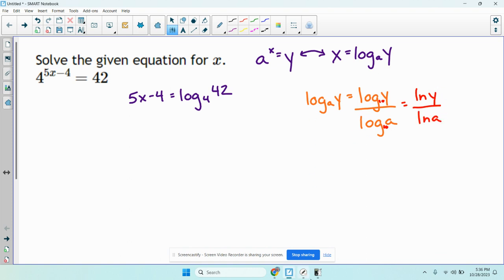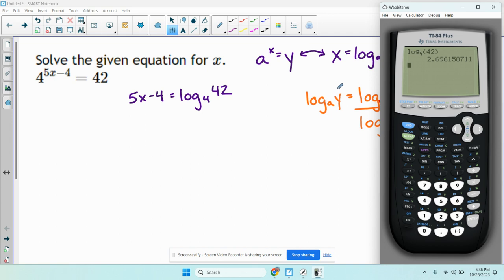So you can either put this into your calculator directly, or you could say, all right, log of 42 divided by log of 4. And you'll see I get the exact same number. So whichever way you want to do it or have to do it, just get it done. And you have 5x minus 4 equals 2.6962.